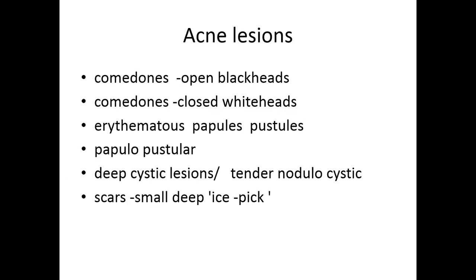What are the types of acne lesions? There are comedones. Two types of comedones are there. One is open comedones, or what we call blackheads. The other one is closed comedones, or what we call whiteheads. And there could be erythematous papules and pustules, or papulopustular lesions. And there are deep cystic lesions, or tender nodular cystic lesions.